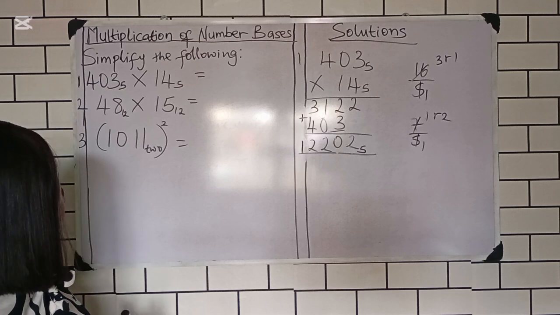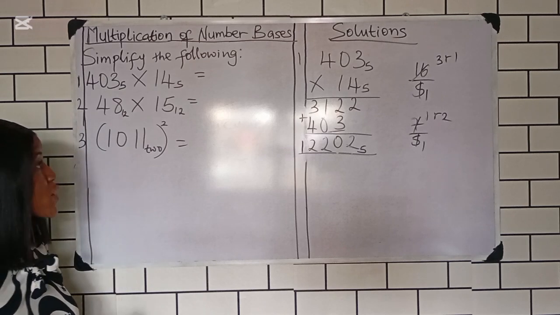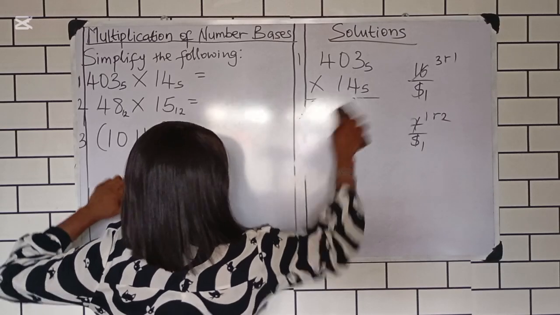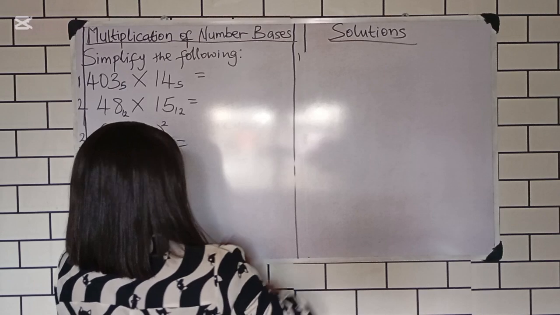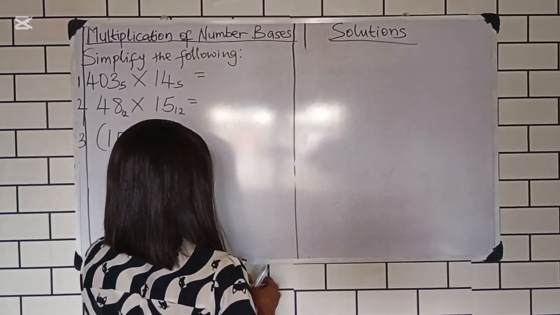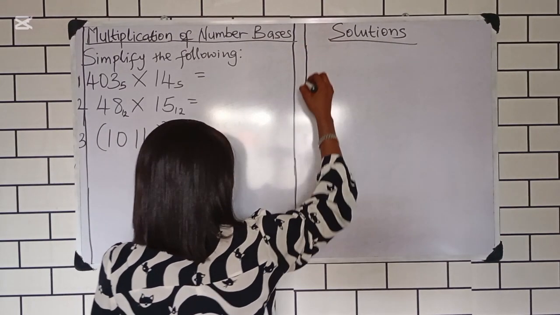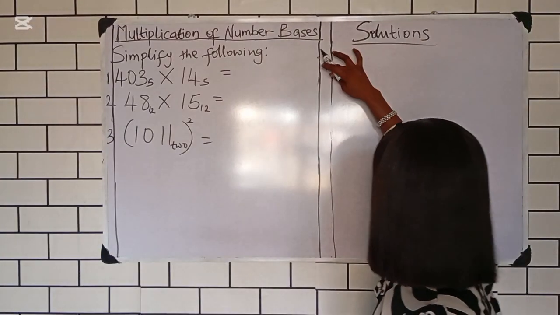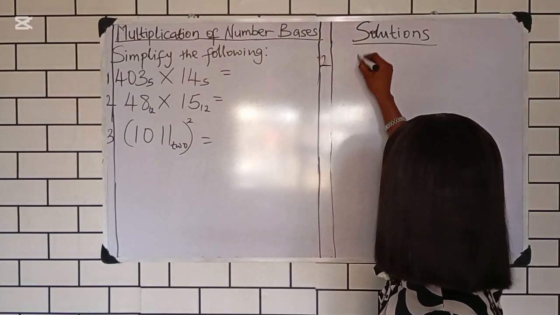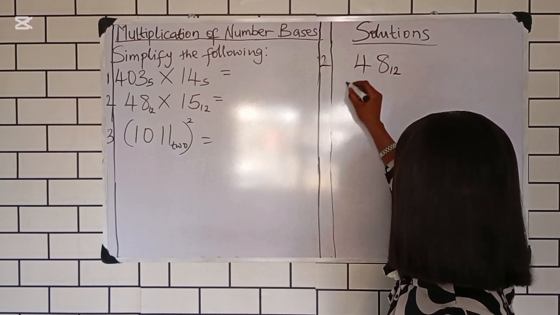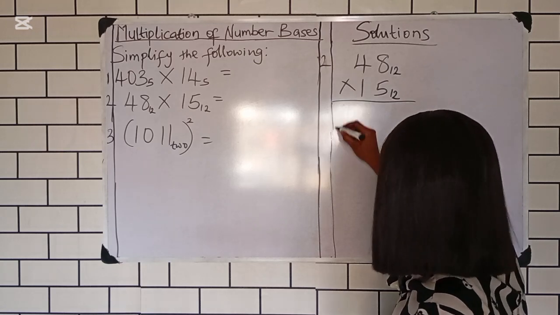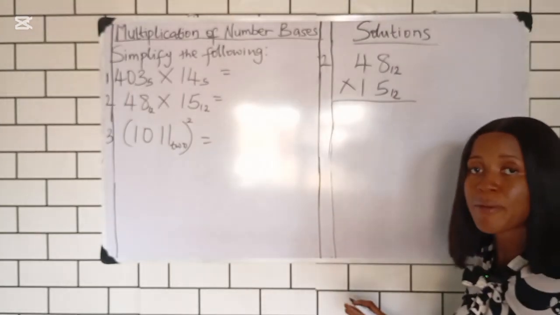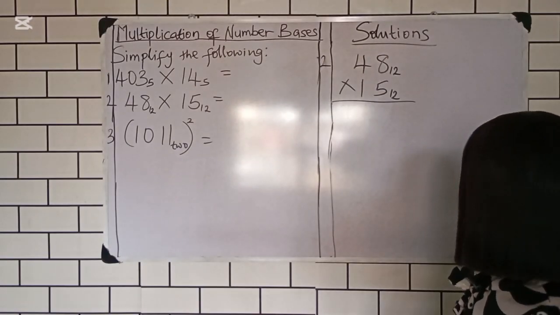Now, moving further to question number 2. Question number 2 is given in base 12. We have our 48 in base 12 times 15 in base 12. Here we are solving in base 12. Therefore, from 0 to 11 are permitted to be written under base 12, but from 12 and above cannot be written under base 12.